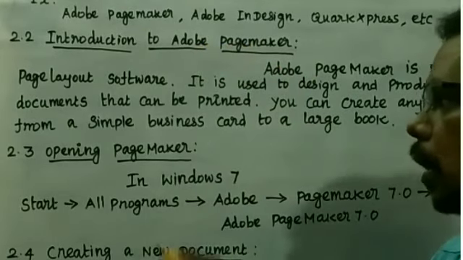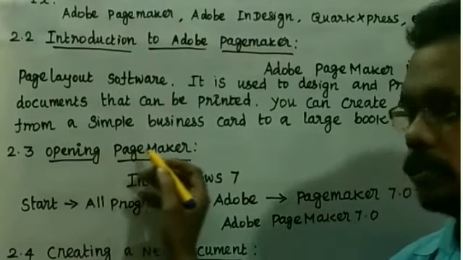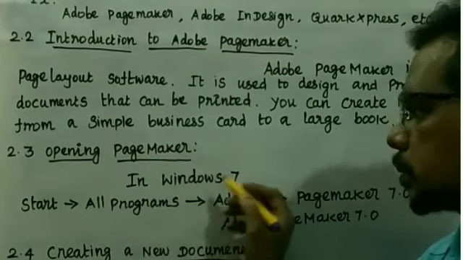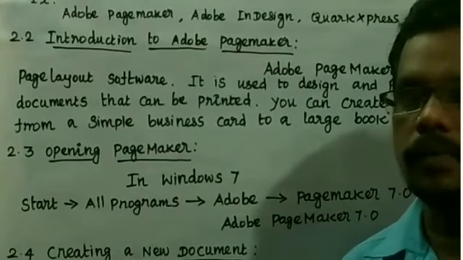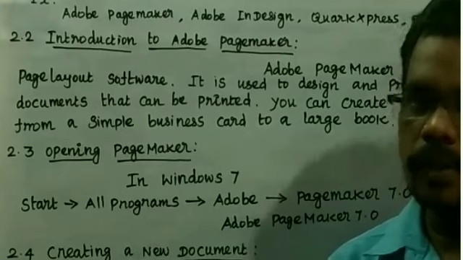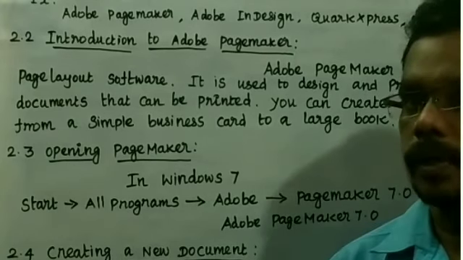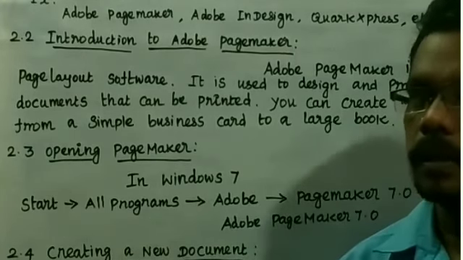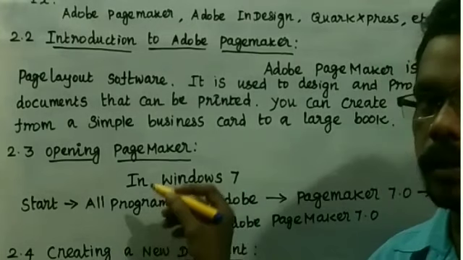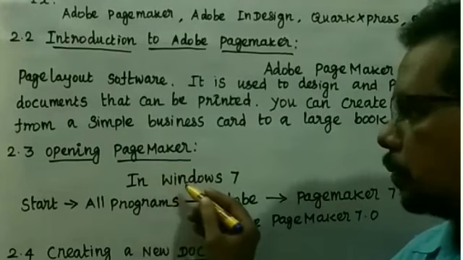Okay, next one, how can we open PageMaker in Windows 7? Windows 7 is one of the versions of the Windows operating system. The Windows operating system has many versions, but in your book they use Windows 7 for the PageMaker software.